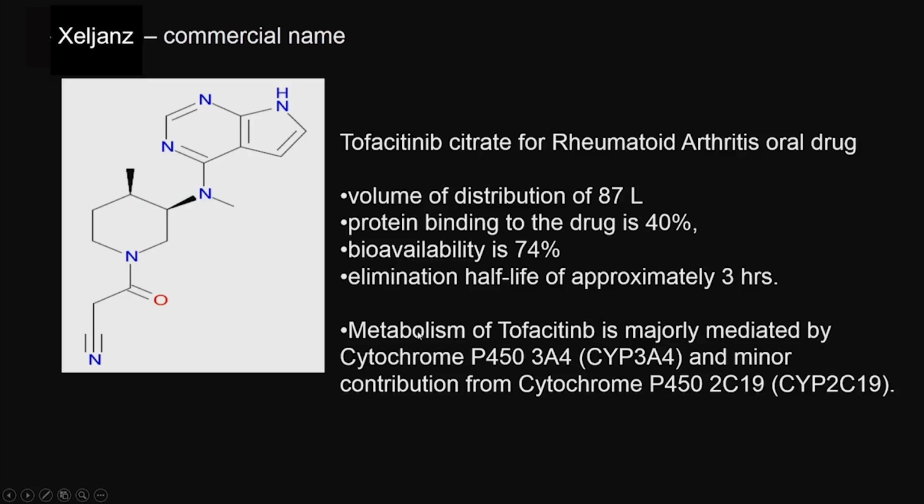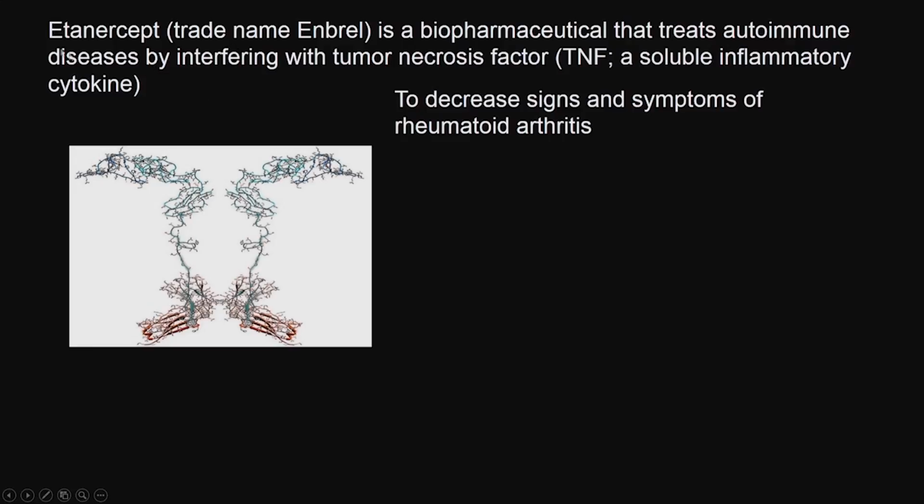This is one of the top selling drugs in the market. Clearance is 70%. So, it gets cleared through the hepatic clearance, through the liver, and this is through the renal clearance. Let us look at another one.